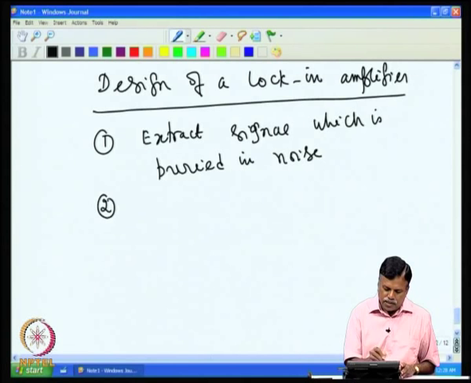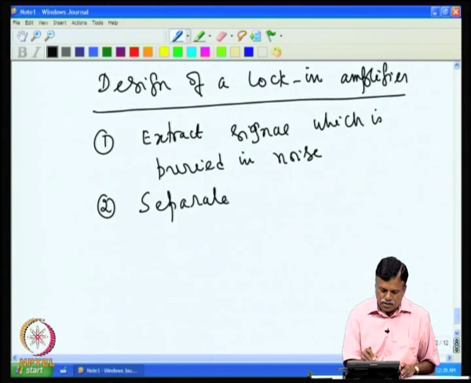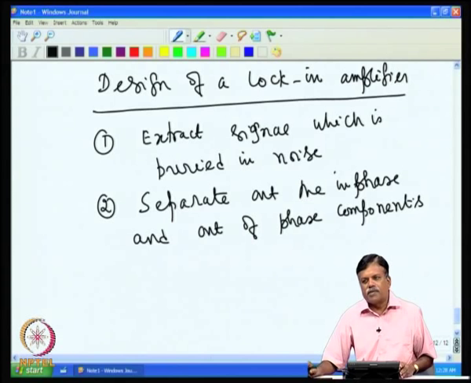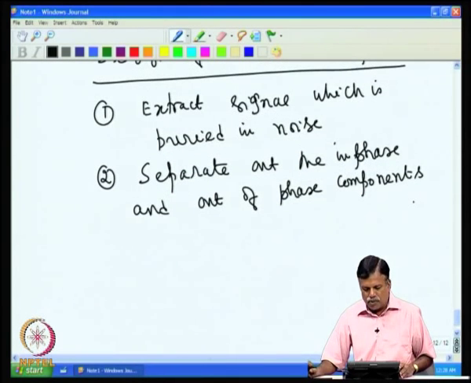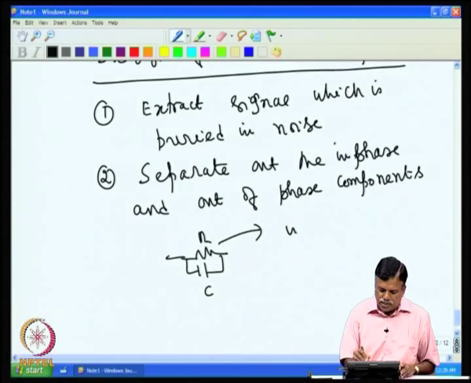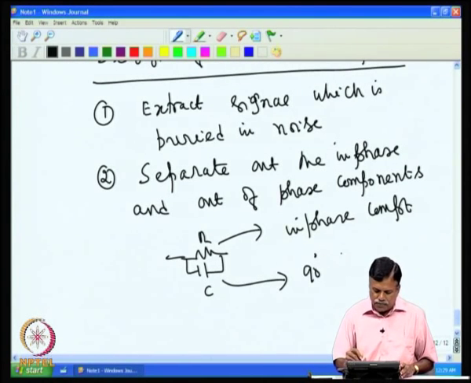Then the second use is to separate out the in phase and out of phase component. For example, if you have a resistance and capacitor, the capacitor gives you a 90 degree out of phase component, and resistance gives you an in phase component. So, if I want to find out the in phase resistance part of the signal and the capacitor part of the signal, one can use the lock-in amplifier and separate this out. For example, if I have a resistance and capacitor together, this gives you the in phase component, and this is the 90 degree out of phase component.